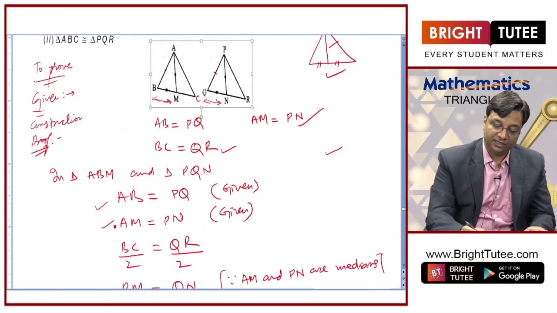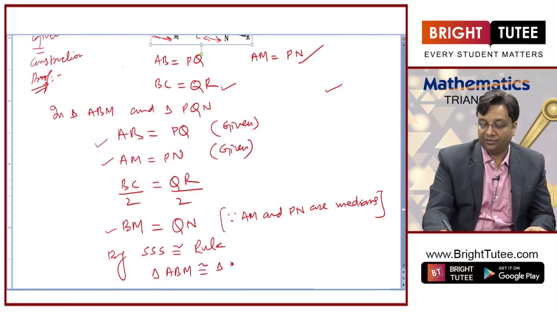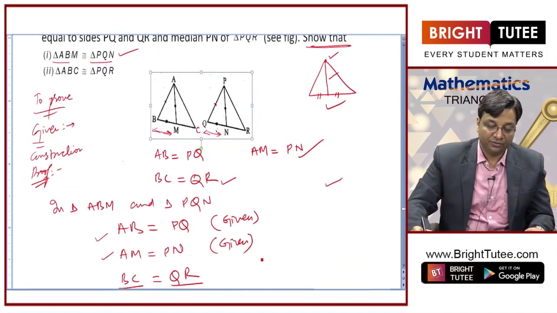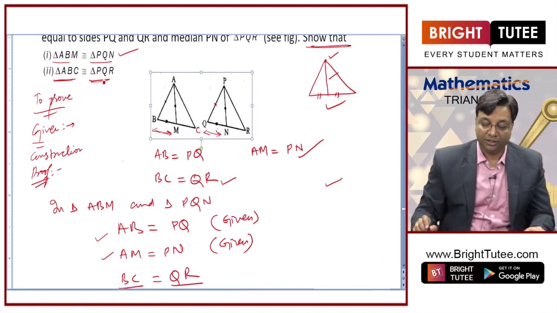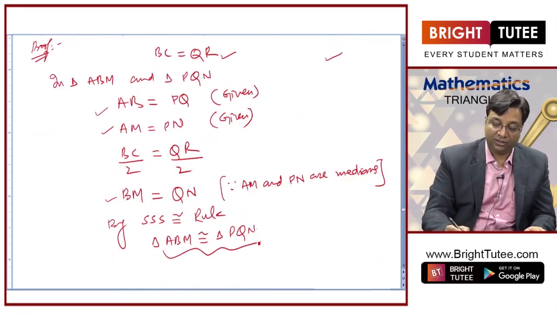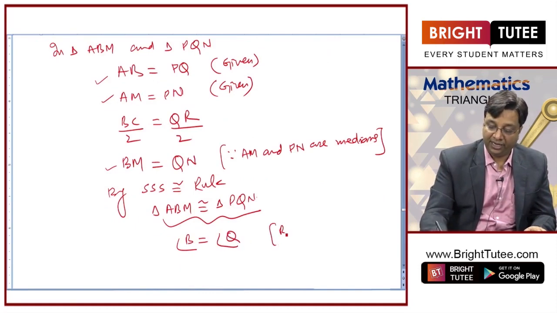Now, look at this. By side side side congruence rule, triangle ABM is congruent to triangle PQN, right. So, this was the first part. Now, I need to prove that triangle ABC is congruent to triangle PQR. This is pretty simple because on the basis of this congruence, I can say angle B is equal to angle Q, right, by CPCT.